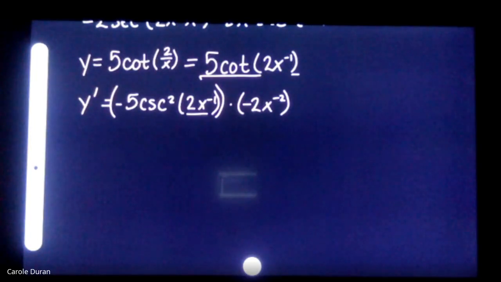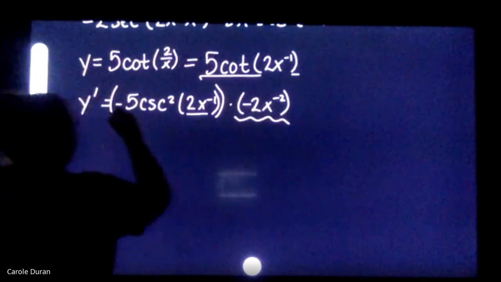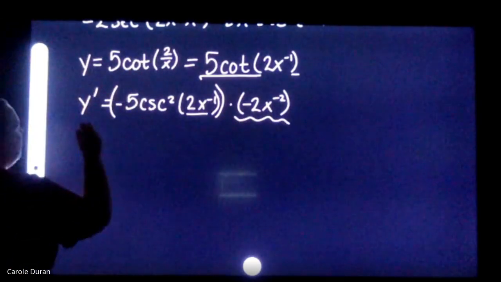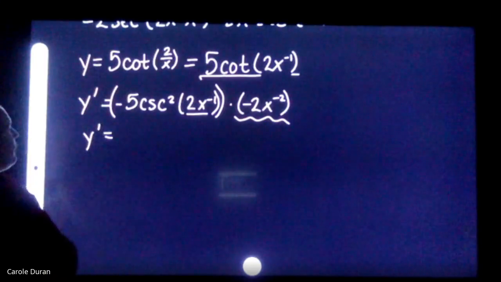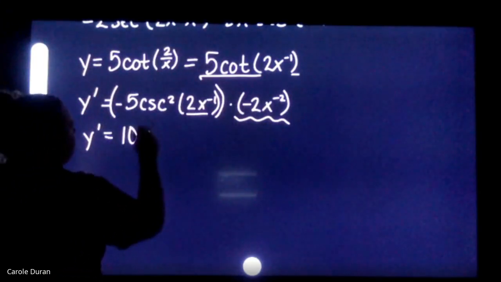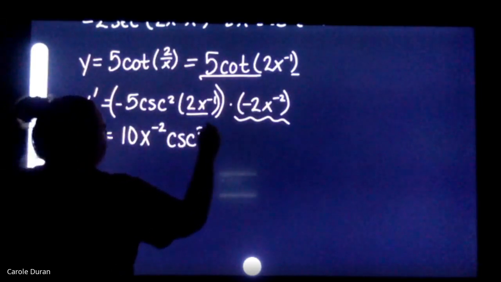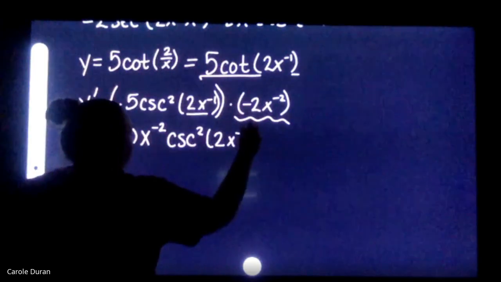So then from here, I like to put my stragglers together. So I'm going to multiply this in with the -5 that's already up there, which means I get y prime equals -5 times a -2 is a positive 10. X to the negative 2 times cosecant squared of 2x to the negative 1.